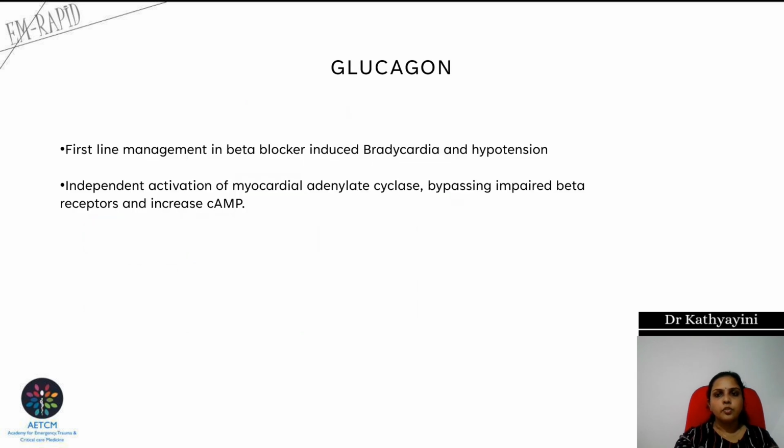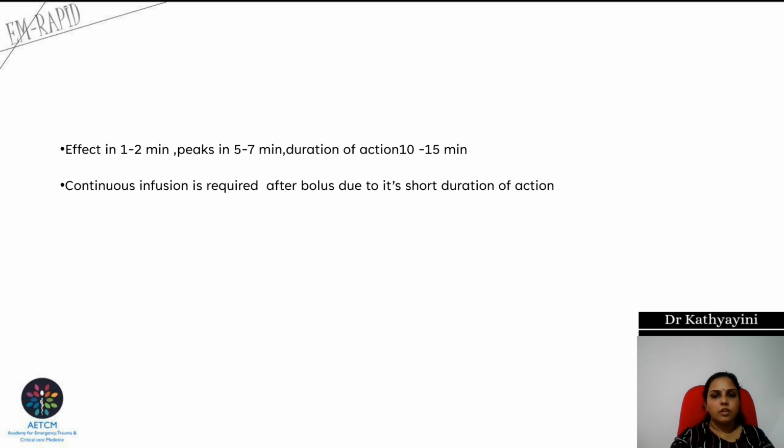So the first line specific treatment in the management of beta blocker toxicity for bradycardia and hypotension is glucagon. Glucagon acts by independent activation of the myocardial adenylate cyclase, bypassing the impaired beta receptor. So there will be increased cAMP caused by the glucagon bypassing the impaired beta receptor. Its effect will be in 1 to 2 minutes and peaks in 5 to 7 minutes, and the duration of action will be for 10 to 15 minutes.